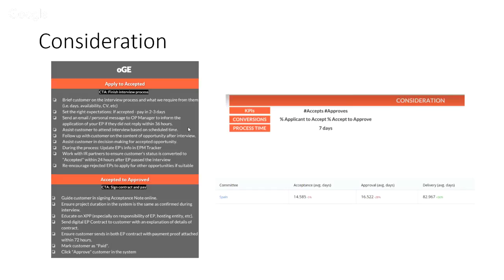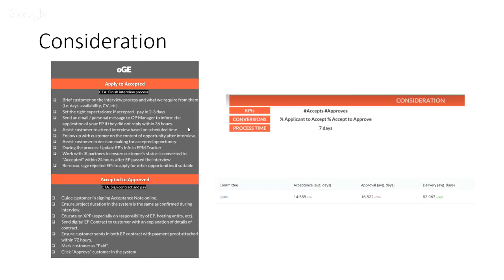You really need to be aware of and schedule when the EP has an interview, in order to prepare the EP beforehand, because in GE and GT interviews are very important. They determine whether the EP is accepted or not, and for some of our EPs it will be the first interview they have, so we need to prepare them.